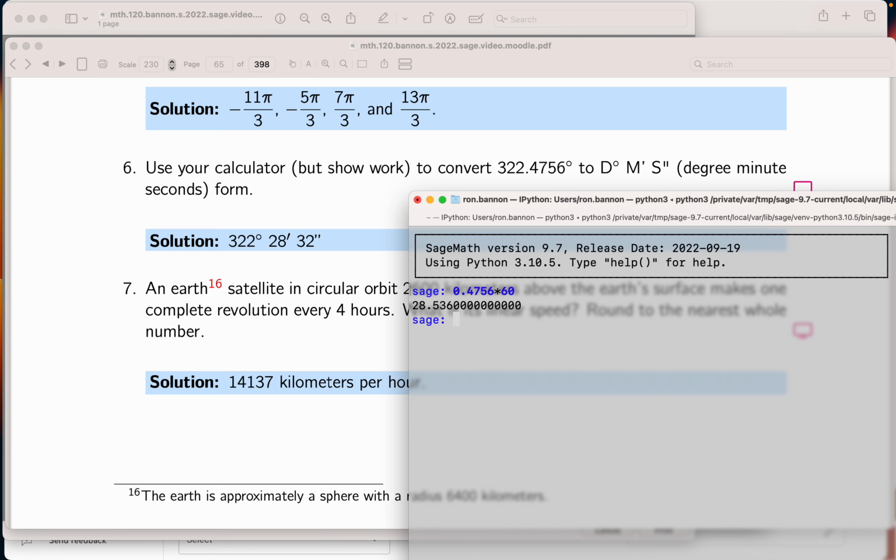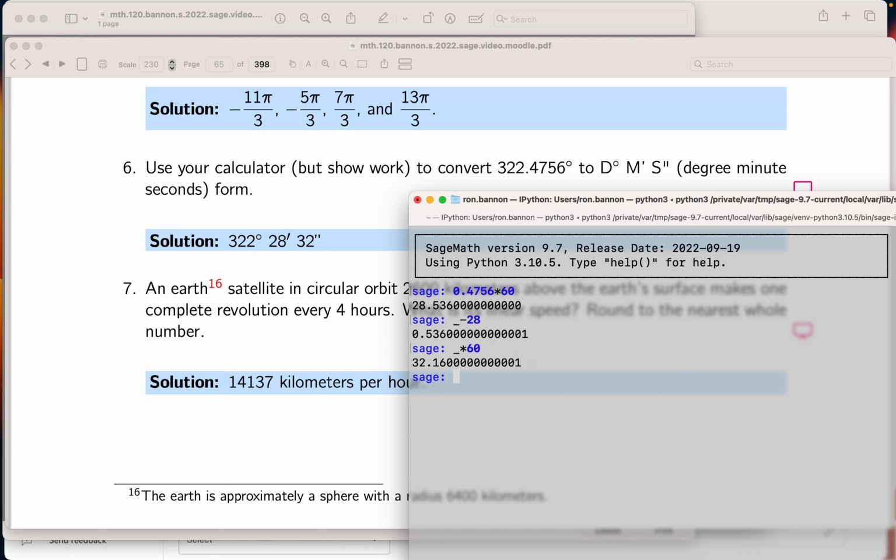Now what I want to do is take that number and subtract 28 from it, all right? So that underscore means the prior output, which is 28.5360, and I'll get a number there. What number am I going to get? 0.5360, all right? Now what I want to do is take that number and multiply it by 60. And that'll give me seconds now.